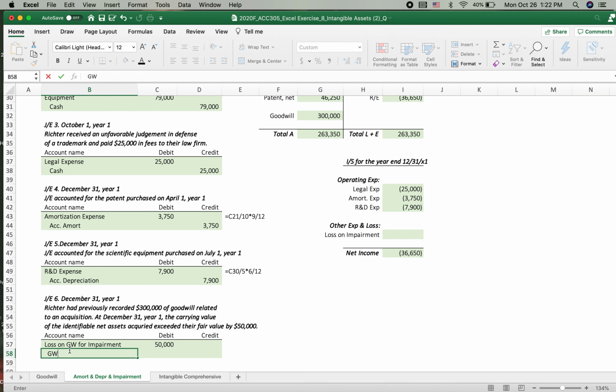Then goodwill directly impaired on the journal entry on the credit side to reduce the asset value. So 50,000 for goodwill impairment loss. And then goodwill should be reduced by $50,000. Then we balanced out.